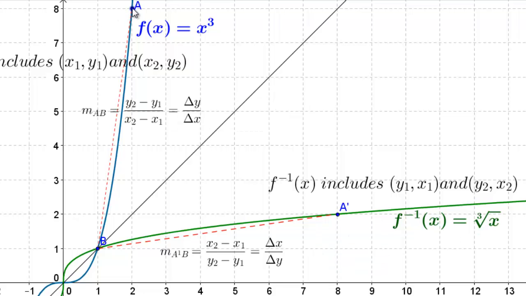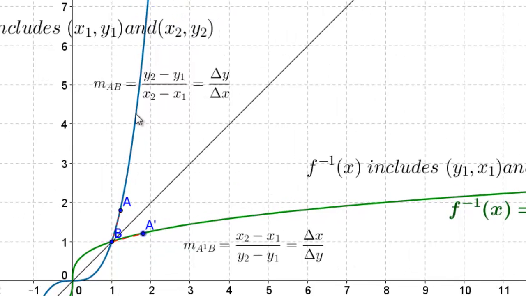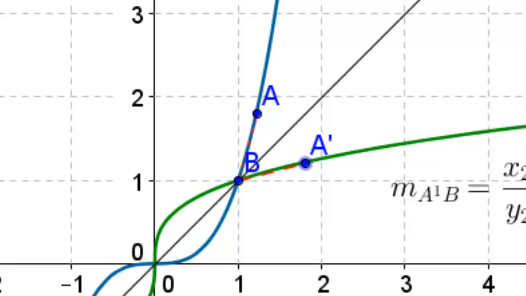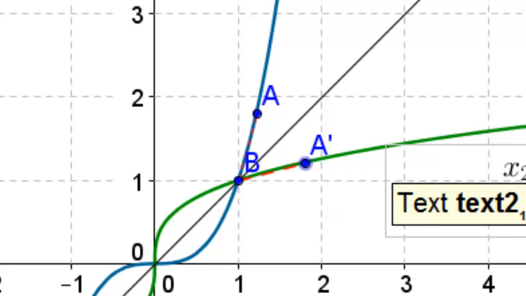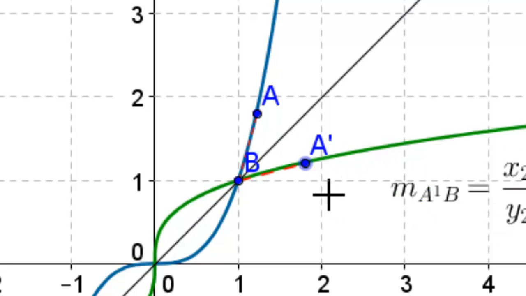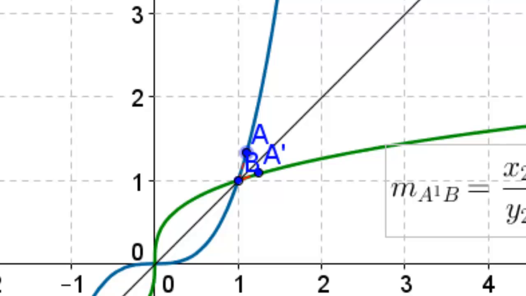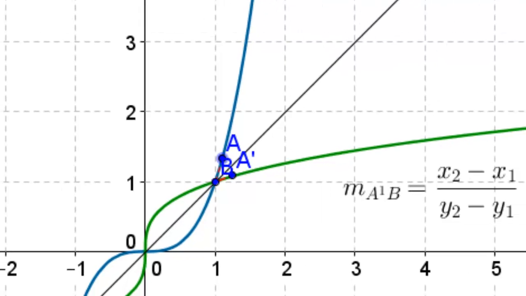Because as we bring A closer and closer to B, and we bring A prime closer and closer to B as well, the same principle still applies. We're still using the same combination of y and x coordinates, and it's still going to be delta y over delta x for the main function, and delta x over delta y for the inverse function, no matter how close we bring those points together. Even if we bring them infinitely close together, the same principles still apply.